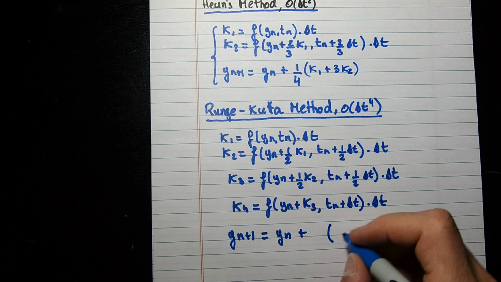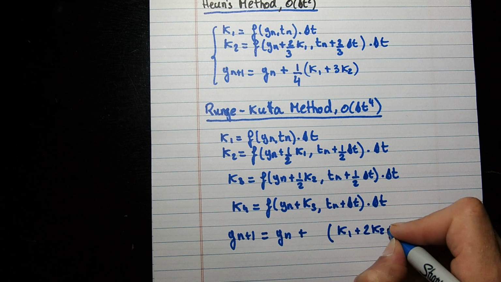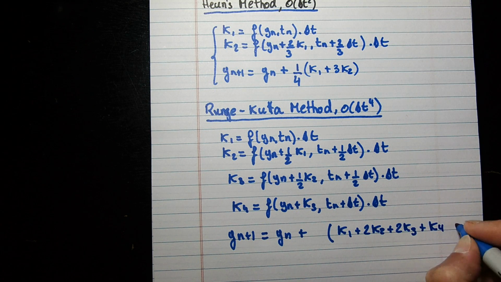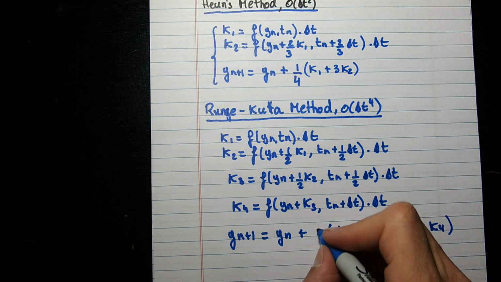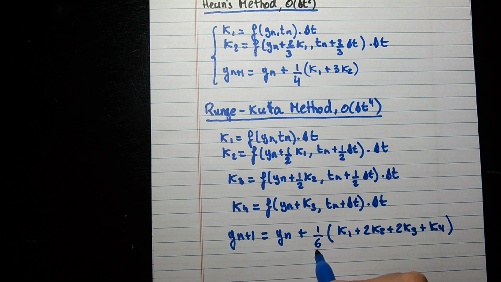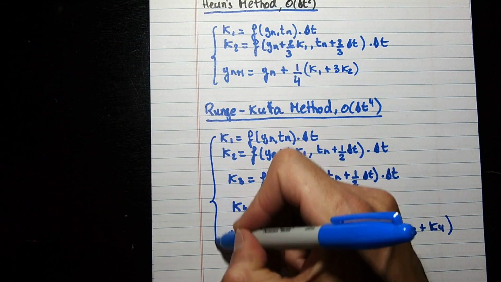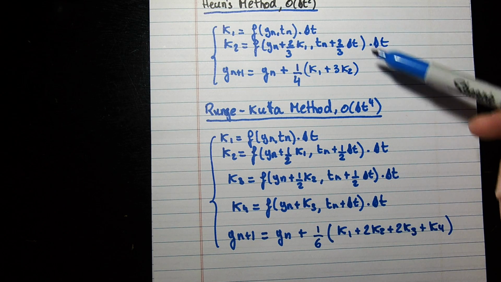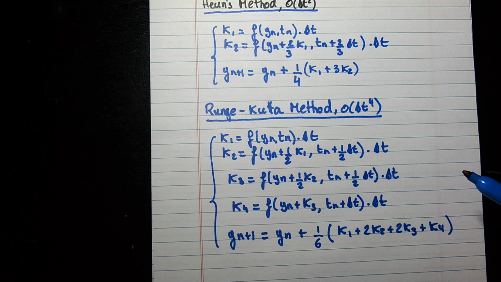So at the end, y sub n plus 1 equals y sub n plus what? Leave some space over here. K1 plus 2K2 plus 2K3 plus K4. So how many do we have? 1, 3, 5, 6. So at the front will be 1/6, so that all these terms, the b sub i, add up to 1. Alright? And this is the Runge-Kutta. These two methods are probably the most widely used nowadays in numerical methods.